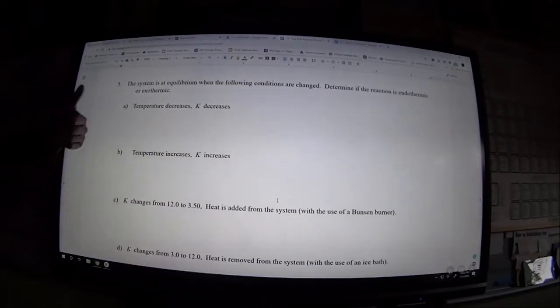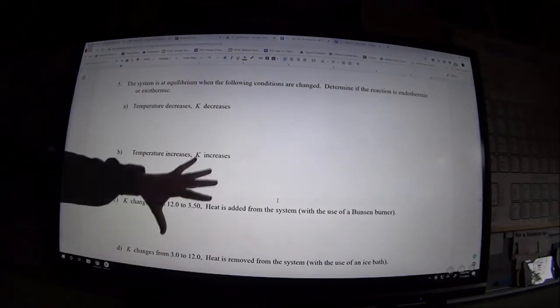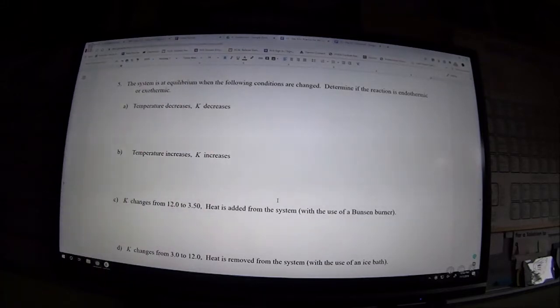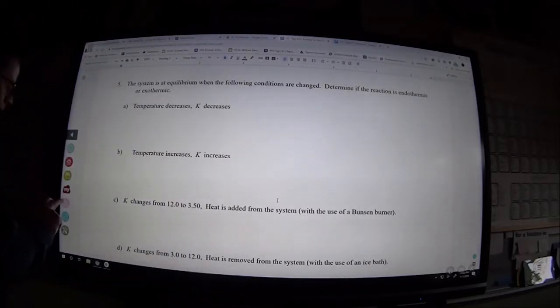Here we go. Number 5 on day 67. More practice. Okay. All right. So we're looking at a system that's at equilibrium when the following conditions are changed. Determine if the reaction is endo or exo, and we're going to go through whether we're adding or removing energy, or if the temperature is going up or down. Pretty cool.